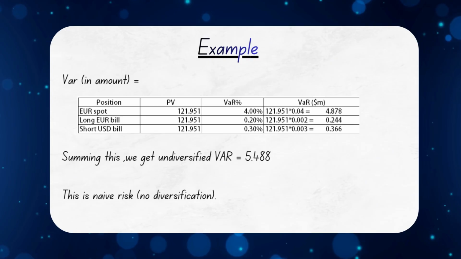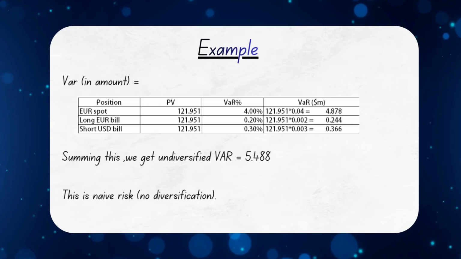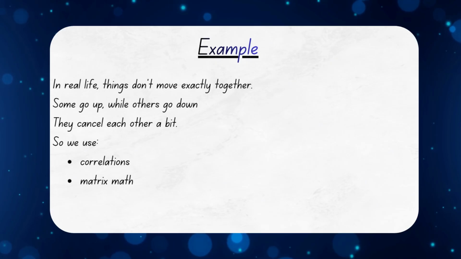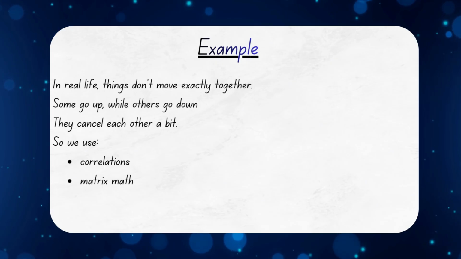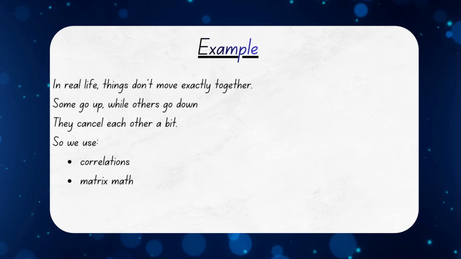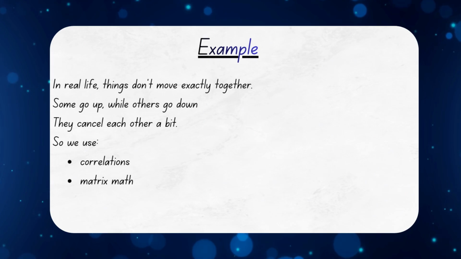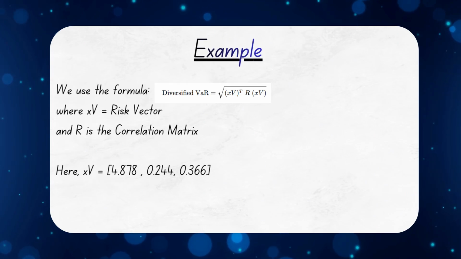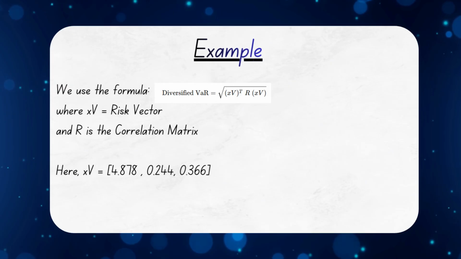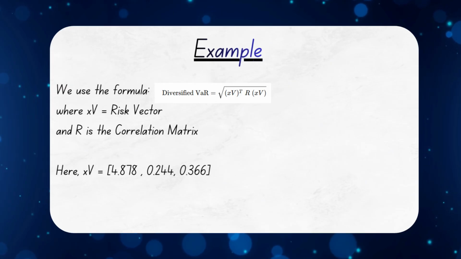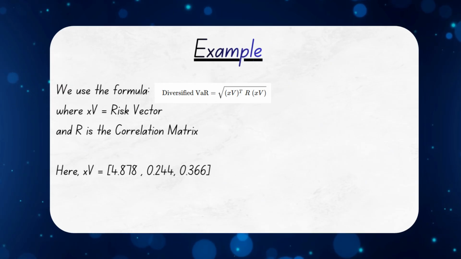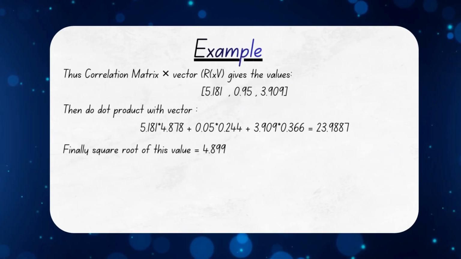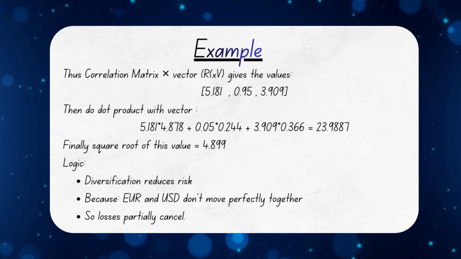This assumes no diversification. But in reality, markets don't move perfectly together. Some risks go up while others go down. This creates natural hedging. So total risk is usually lower than the simple sum. That's why we use correlations and matrix math. Finally, we use the diversified VaR formula. Square root of x transpose times R times x. Here, x is our risk vector. It equals 4.878, 0.244, and 0.366. Multiplying with the correlation matrix gives the true diversified portfolio VaR.